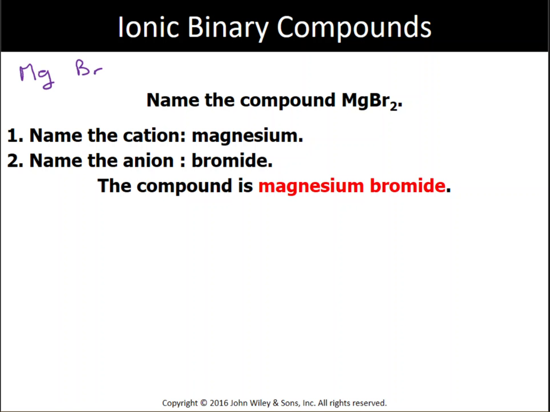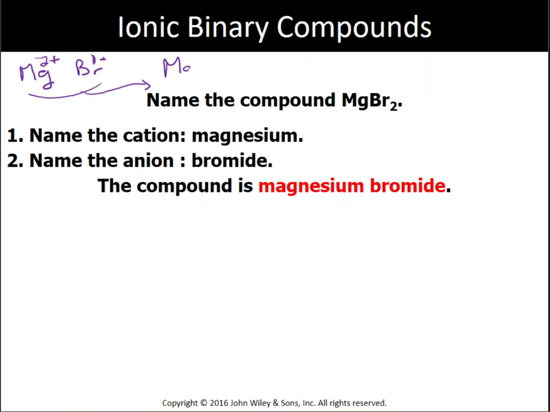Now, in the periodic table, find magnesium. Magnesium is in group 2A. What would you expect the charge of magnesium to be? Positive 2. Very good. Now, bromine is in group 7A. What would you expect the charge of bromide ion to be? Negative 1. Very good.